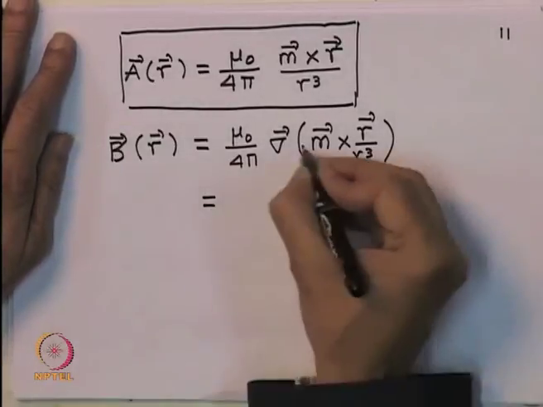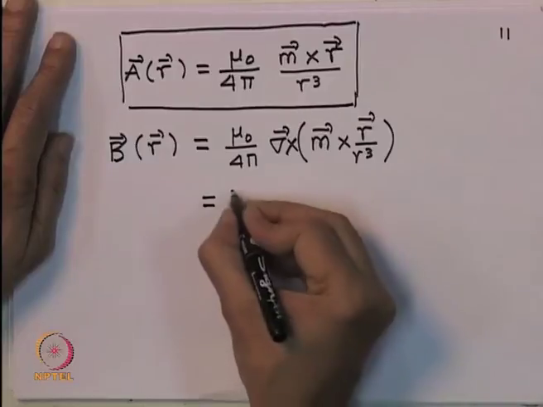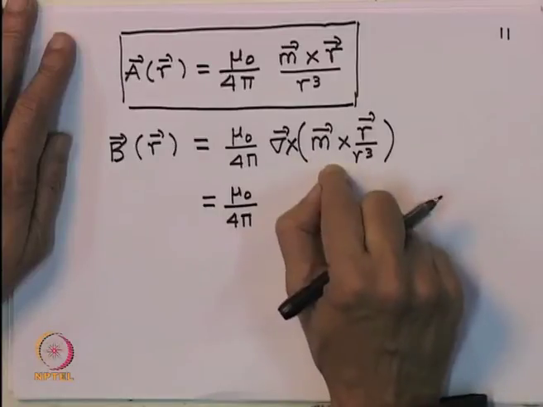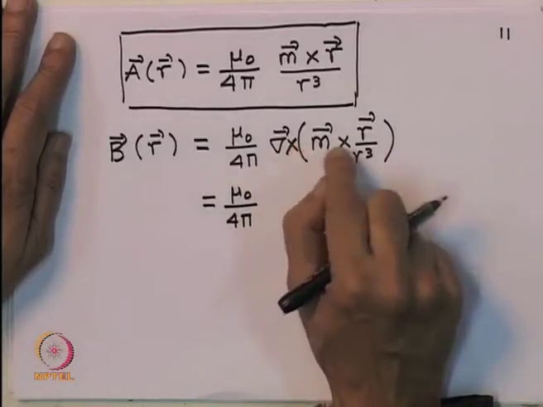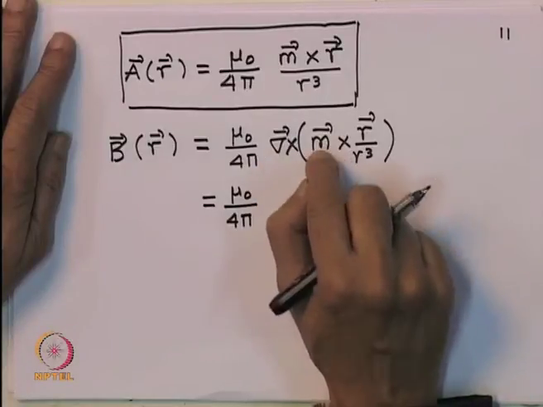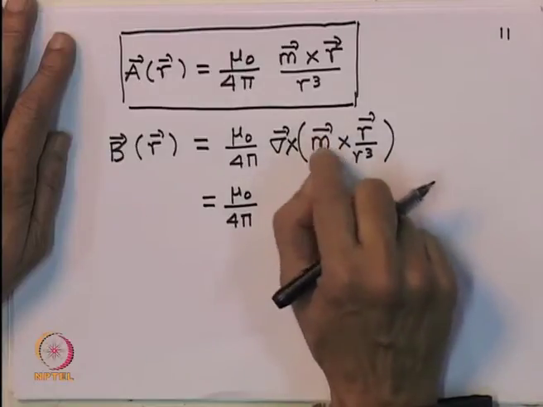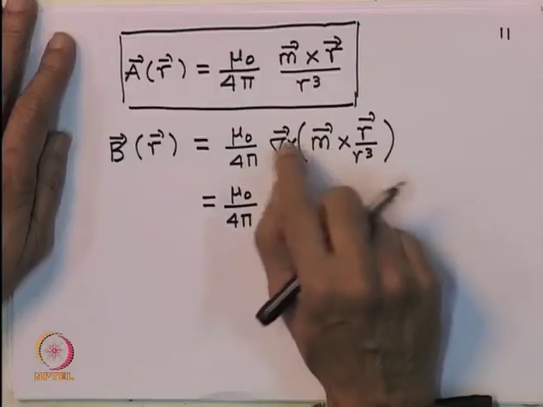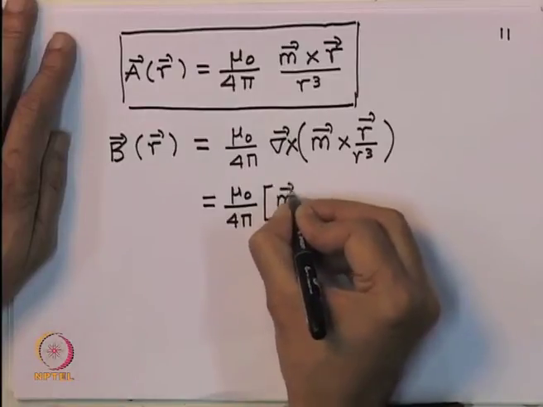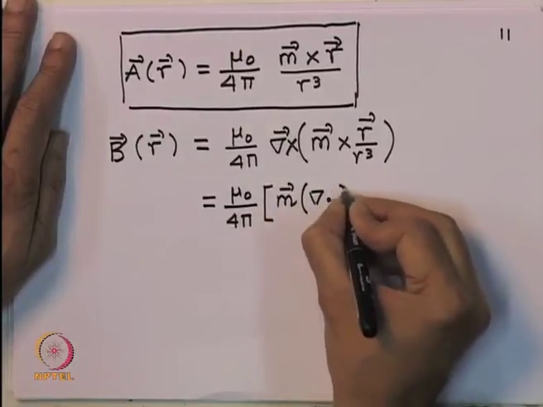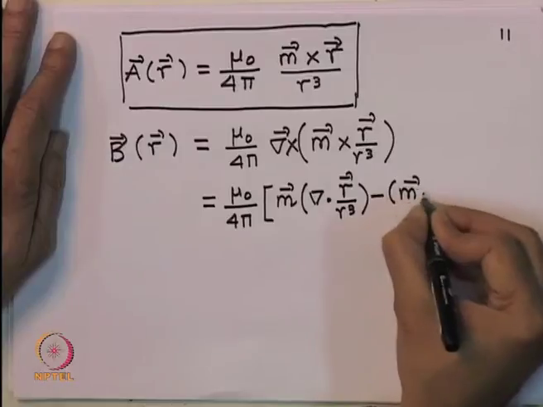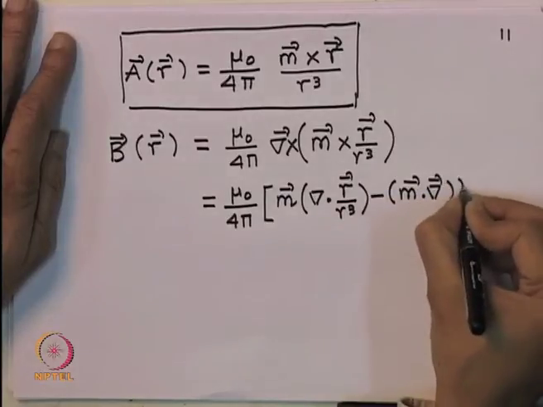And for del cross, I will use the following. Remember that vector m does not depend upon position r. Therefore, no differentiation comes for the vector m, but it acts like a scalar. It is not really a scalar, it is a vector, but it acts like a multiplying factor for the del operator. So, this gives me m times del dot of r by r cube minus m dot del r by r cube.